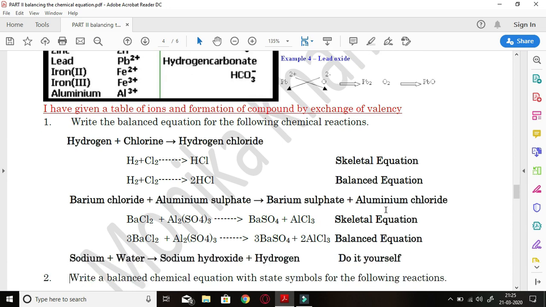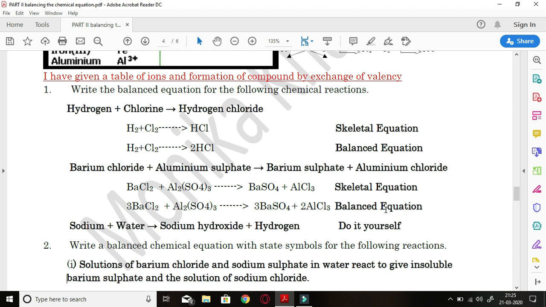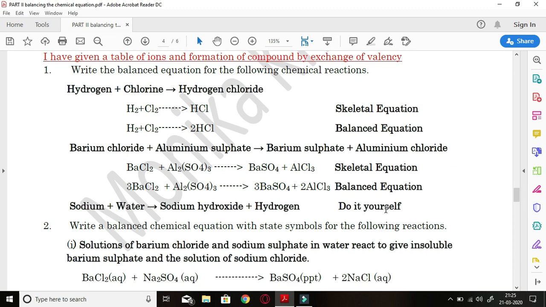So let us see the first one: write the balanced equation for the following chemical reactions. First is hydrogen and chlorine, that will form hydrogen chloride. Now if you look at hydrogen, this is written as H2, and Cl2, this is HCl. I have written a skeletal equation first for it. Now if you see here, hydrogen atoms are 2 in number, but on the right hand side they are only 1 in number. So that's why I will put 2 here in front of it.